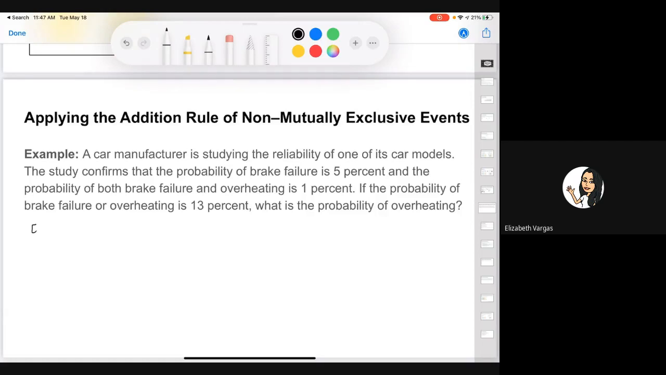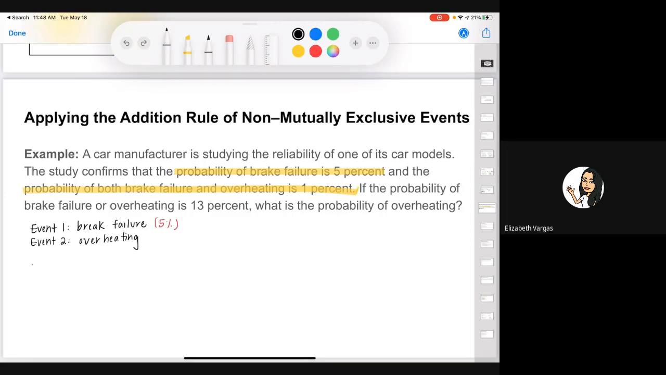So event A is going to be my brake failure. So what is the probability of my brakes failing? Event B, or 2, is going to be my probability of overheating. And I'm told some information about these probabilities. The study confirms that the probability of brake failure is 5%. And the probability of both brake failure and overheating is 1%. So where those things happen at the same time. So I already know that those two things can happen at the same time, event 1 and 2. And so I know that my two events are not mutually exclusive because they can happen at the same time.